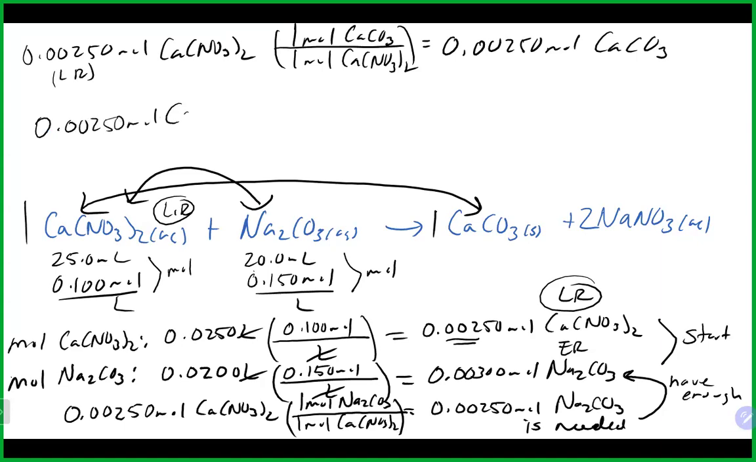So 0.0025 moles of calcium carbonate. Molar mass from the periodic table, 100.1 grams per mole. Moles are going to cancel. That's going to get us here about 0.25 grams, I think.